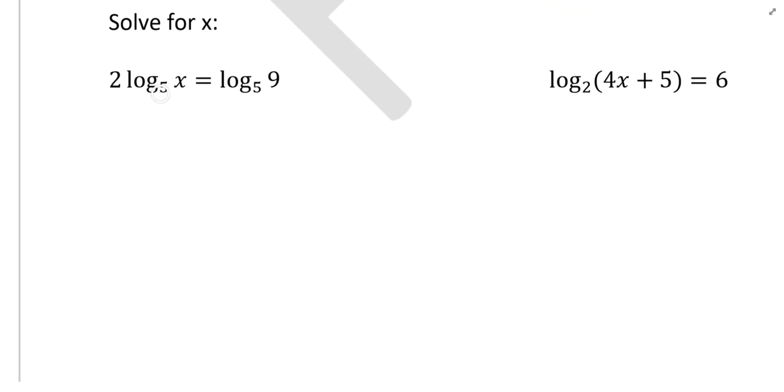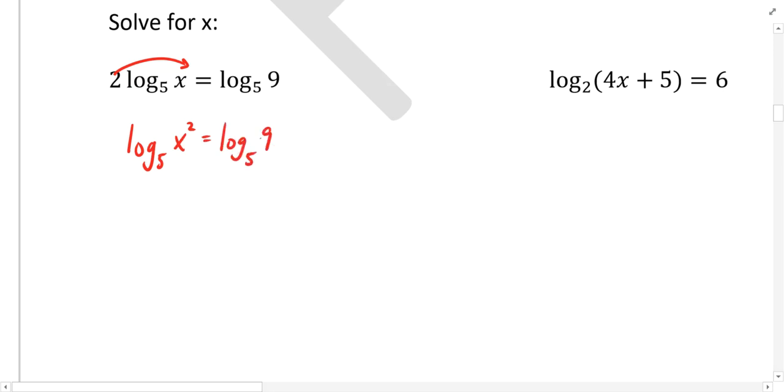For this example, you might notice that the 2 logarithms across from the equal sign have the same base, and that's a good start for us. You might be tempted to say that x must be 9 because of that, but let's keep in mind we've got this extra 2 that's multiplying the logarithm. So the proper way to solve this is to bring this 2 back inside the logarithm. We're going to condense it. We're going to say that log base 5 of x squared is equal to log base 5 of 9.